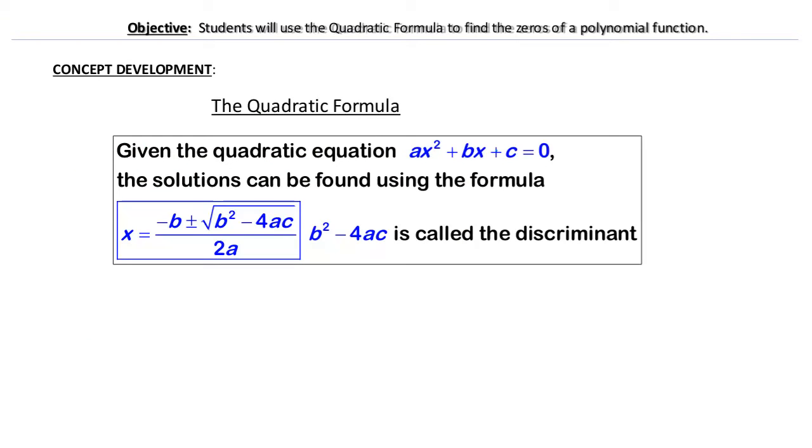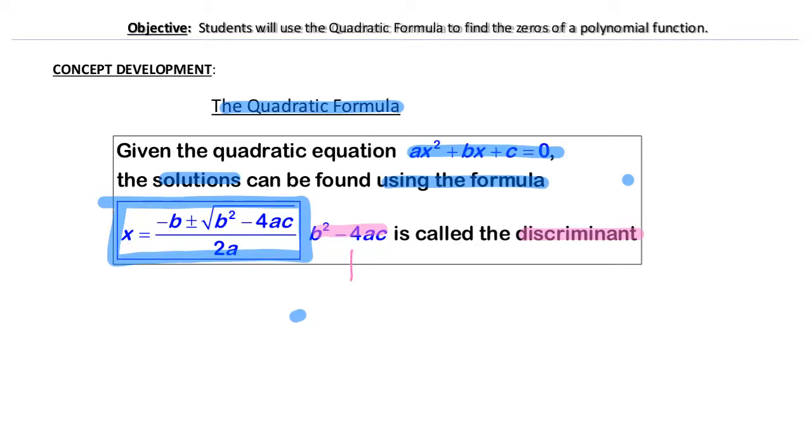So for the skill today, we have the quadratic formula. It says, given the quadratic equation ax squared plus bx plus c equals 0, you're going to find the solutions using the formula. And our formula is right here. x is equal to the opposite of b plus or minus the square root of b squared minus 4ac all over 2a. And this right here, b squared minus 4ac, that's called the discriminant. So whatever's underneath the square root is called the discriminant.